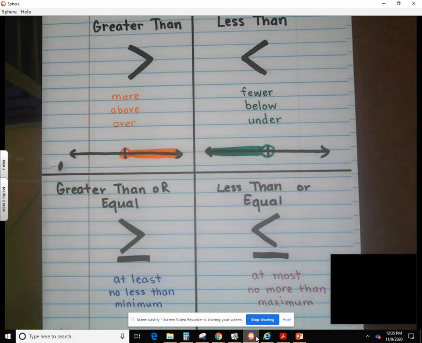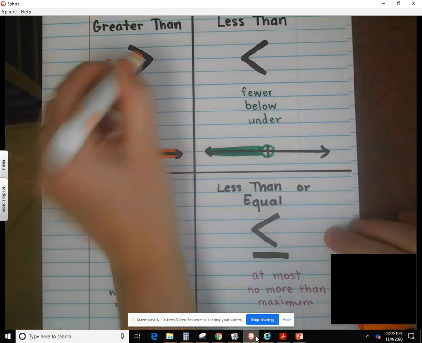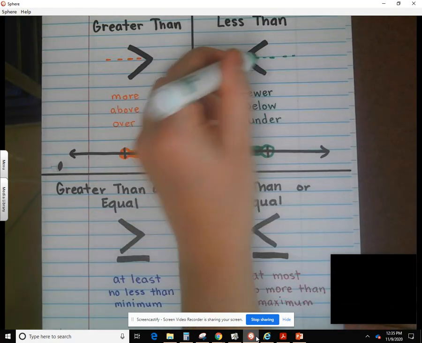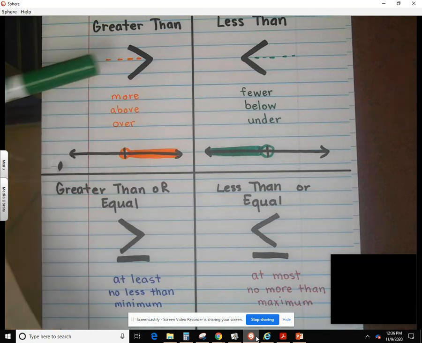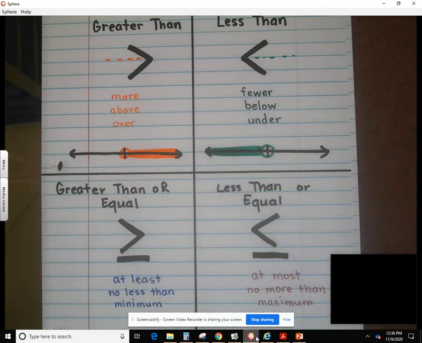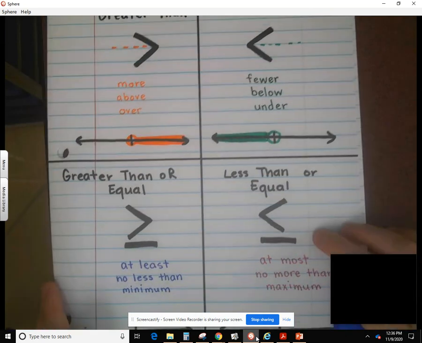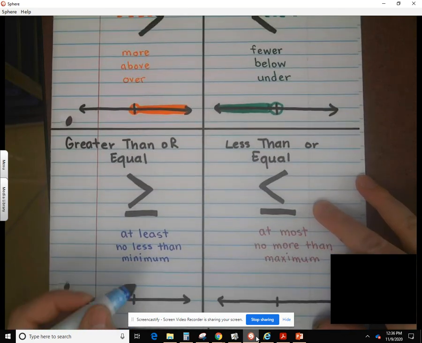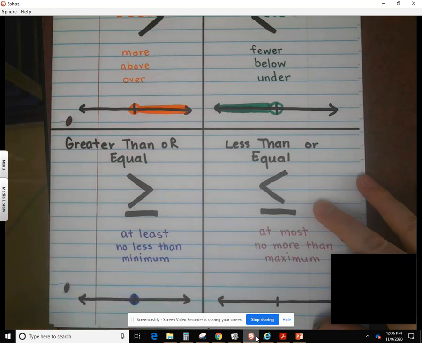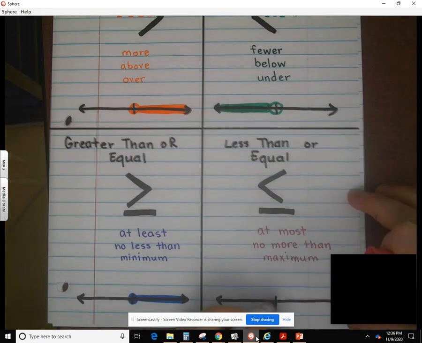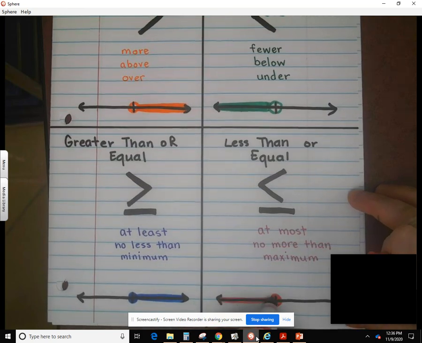And if you look, it's almost as if these are arrows. So it almost shows you where to shade. So greater than is pointing to the right, so we shade to the right. Less than is pointing to the left, so we shade to the left. The difference with the bottom ones is that it does include, it says or equal to. So if it was greater than or equal to 5, it includes the 5. So we shade in the circle and then we shade everything to the right. And then less than or equal, we shade in the circle and shade everything to the left.